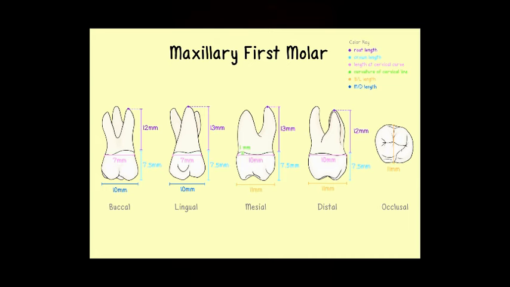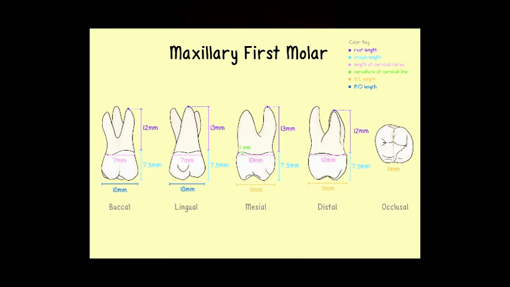Dimensions: cervico-occlusal length of the crown 7.5 mm, length of the root buccal 12 mm, lingual 13 mm, mesiodistal diameter of crown 10, mesiodistal diameter of crown at cervix 8, labiolingual diameter of crown 11, labiolingual diameter of crown at cervix 10, curvature of cervical line mesial 1, curvature of cervical line distal 0.